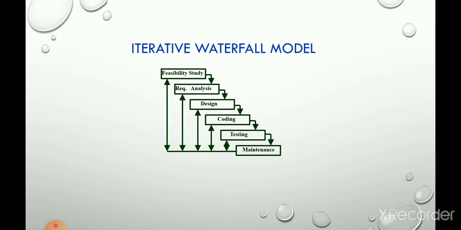This is the diagram of the iterative waterfall model. The phases are the same as the waterfall model, but the main difference is that the iterative waterfall model has a feedback path. We can go back to any phase and rectify the error. This is the main difference. Okay.